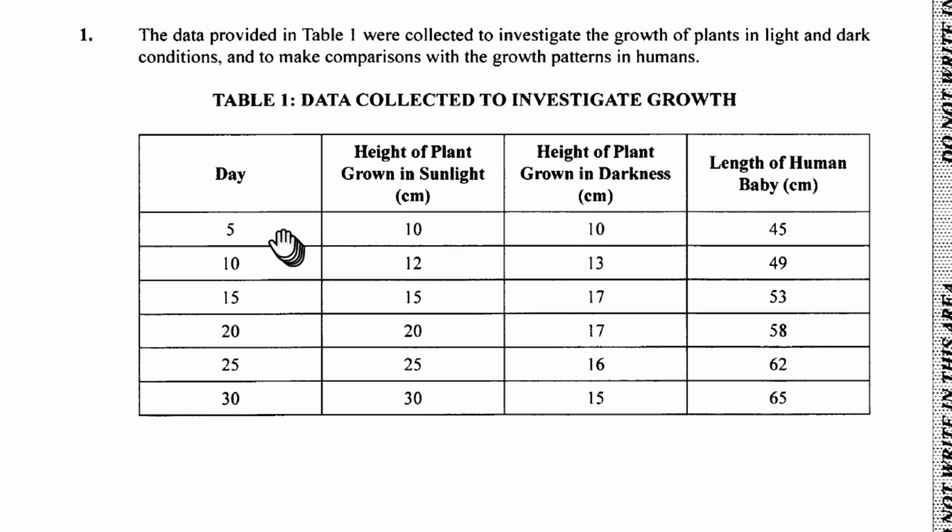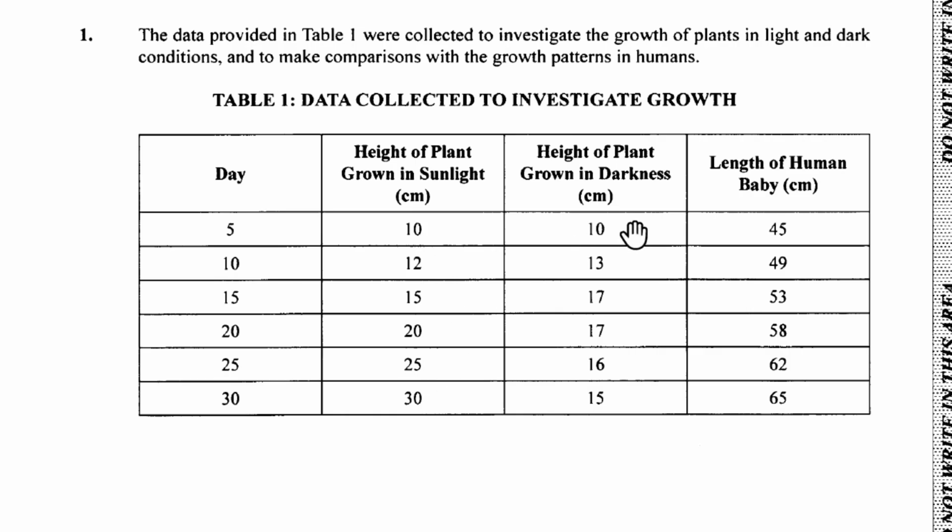So here we could see the days of growth, it goes in 5s, 5, 10 until 30. We have the height of the plant grown in sunlight and in darkness, and then we have the length of a human baby. So if we're just looking at the numbers here, we just observe what's going on. We could see that the height of the plant grown in sunlight has a slow but steady increase that happens basically the whole 30 days.